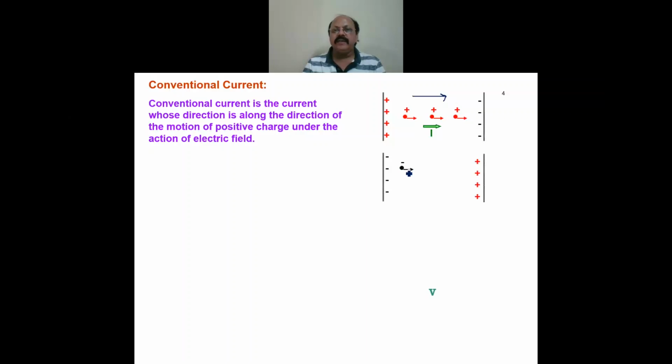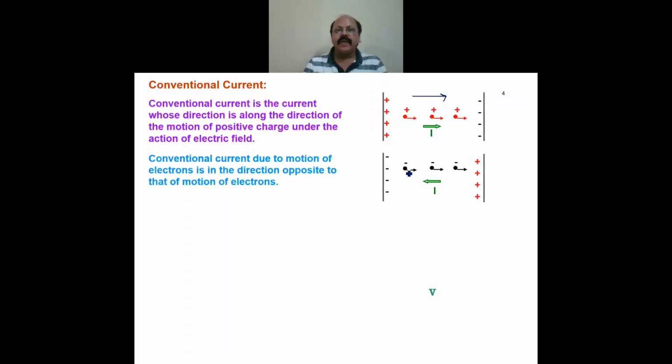In other words, you can say that conventional current, due to the motion of electrons, is in the opposite direction to the motion of electrons. You see here two plates having negative and positive charges. Then the motion of electrons is from the negative plate to the positive plate, and the flow of electrons is in the opposite direction of the electric current. Then this current is known as conventional current.